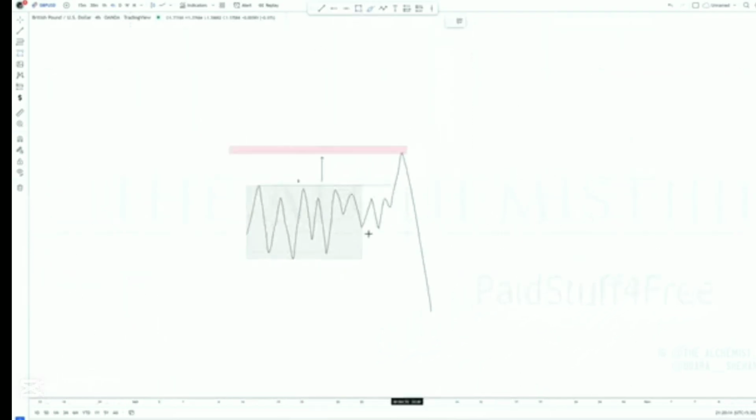ICT calls this by a nice name, you know what it is? The Judas swing. This is what we call the Judas swing: the false run in the opposite direction after the New York midnight time. He tells you the meaning behind it is like taking sheep into a slaughterhouse. Everyone starts to buy this, but when London opens, it reverses. So can you understand this?